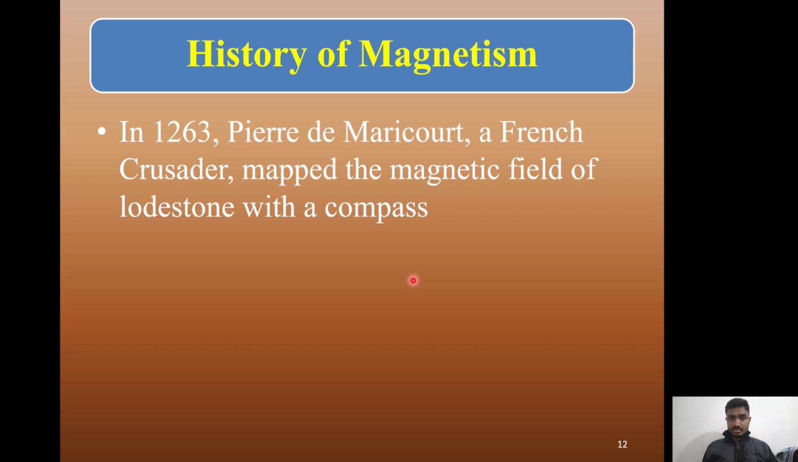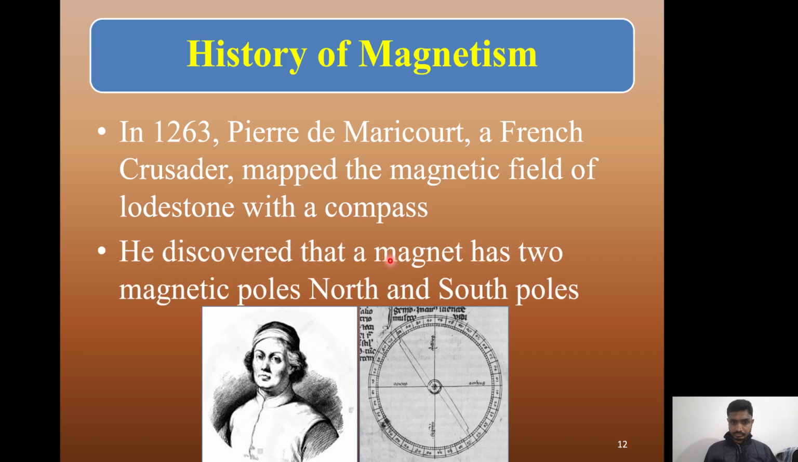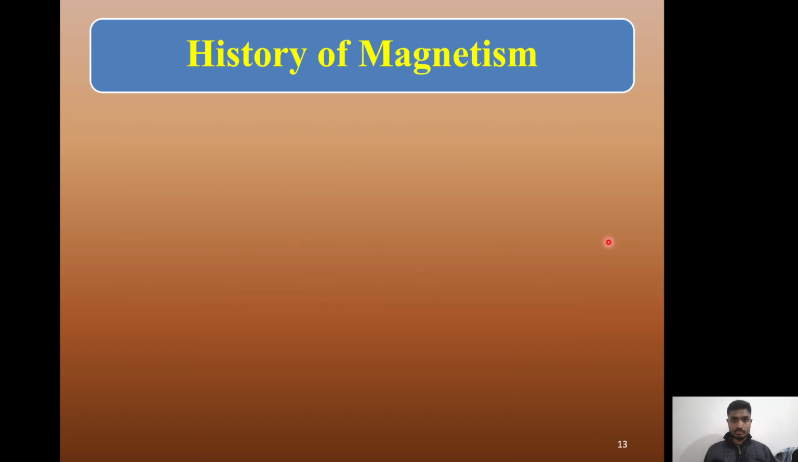In 1263, Pierre de Maricourt, a French crusader, mapped the magnetic field of the lodestone with a compass, and he created the very first known magnetic compass. With this magnetic compass, people would travel in ships by taking directions. They would travel to different parts of the world, to north, south, east and west. He discovered that a magnet has two poles, north pole and south pole.